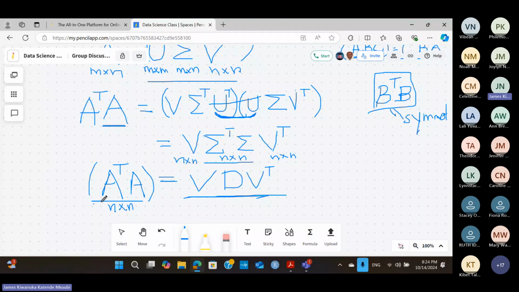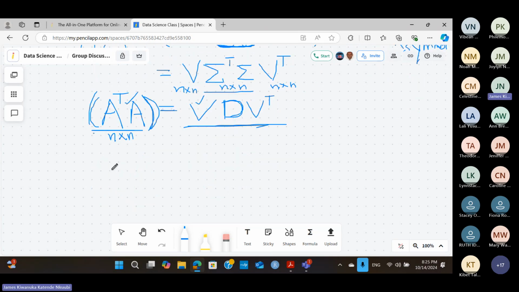So if I get the orthogonal diagonalization of this square matrix, I will be able to find my vectors V. So these vectors V will just be the eigenvectors of this product A transpose A. This is a square matrix now. I can get its eigenvectors. And this diagonal matrix will just be the eigenvalues of this product A transpose A.